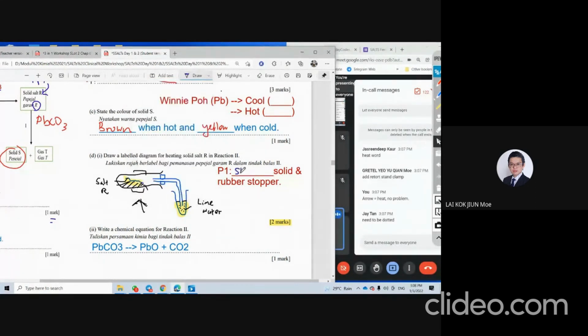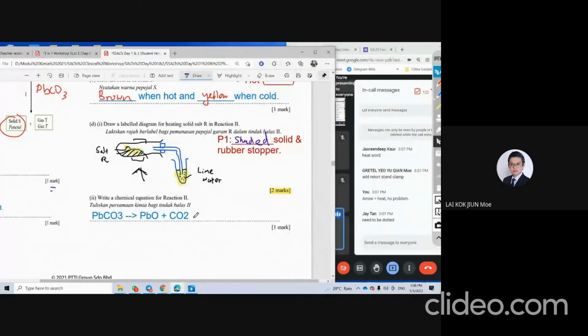Okay. When the solid, shade it. Okay, you need to shade it. Okay. Chemical equation, no problem here.